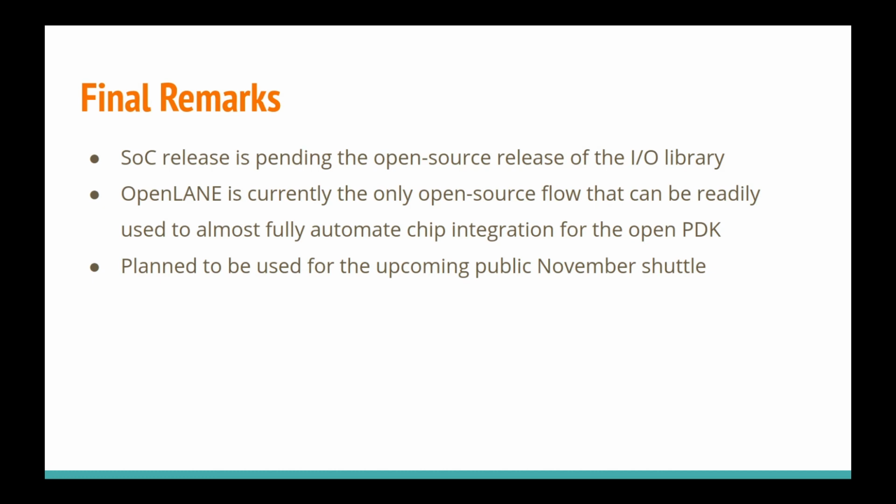And that OpenLANE is currently the only open source flow that can be readily used to almost fully automate chip assembly. And I'm saying almost because there are still antenna issues. They are not gating issues, but they are nevertheless issues to be worked on. Also, OpenLANE is planned for use in the upcoming public November shuttle.